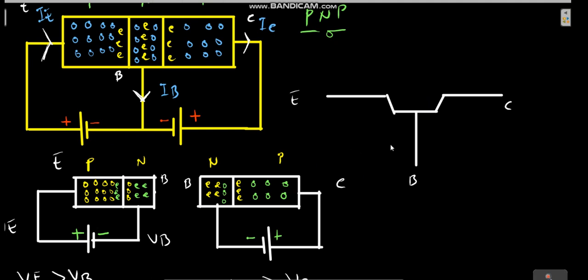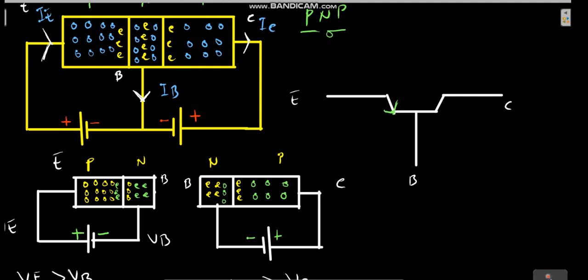We are going to separate them by using the directional flow of the emitter current. In this circuit, the emitter current is moving in this direction. You are going to indicate that here on the emitter arm. So this will be the direction of flow, the direction of the emitter current.